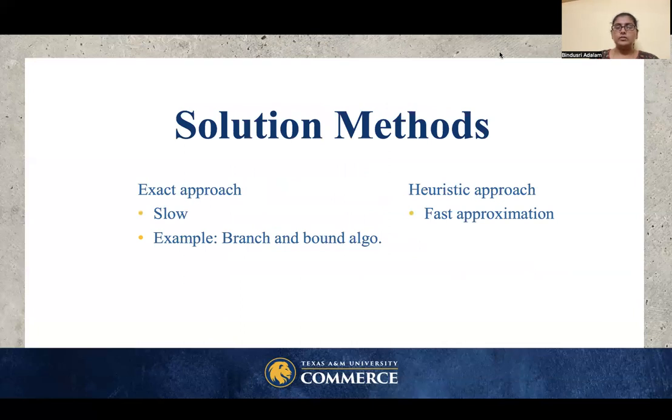Coming to the solution methods, here basically we have two methods, the exact approach and heuristic approach. The goal of exact approach is to design algorithms that can find the optimal solution most efficiently. They are rarely used for practical applications due to the difficulty of VRP. It takes them unreasonably long to find solution for even moderate sized problems. So they are slow. And examples are branch and bound algorithms.